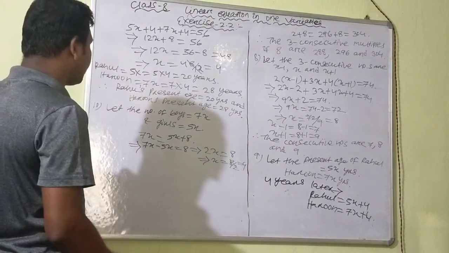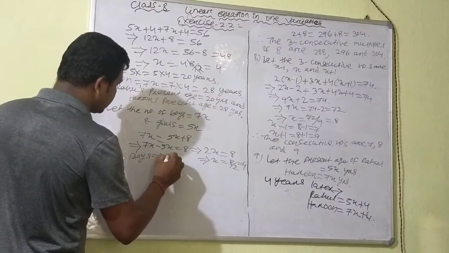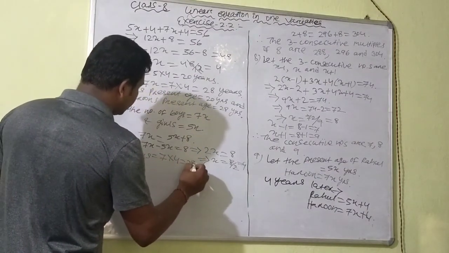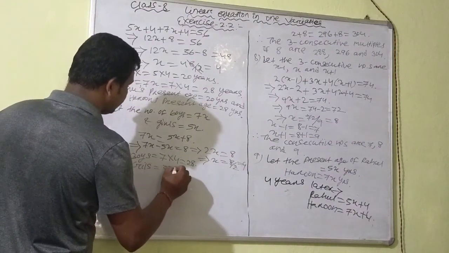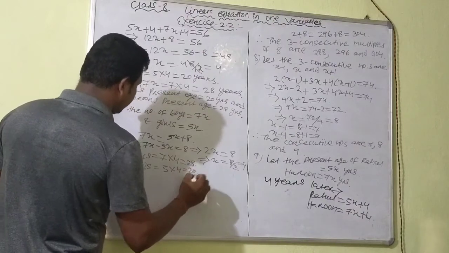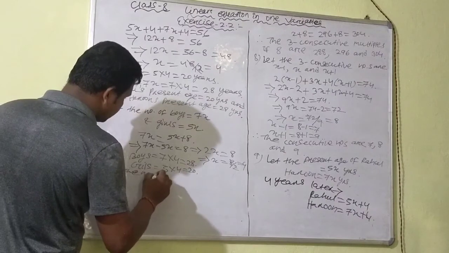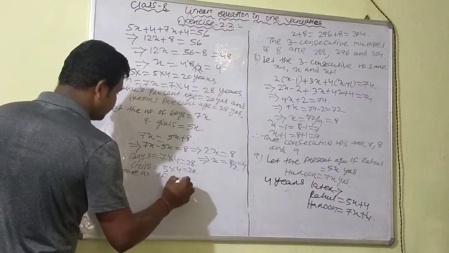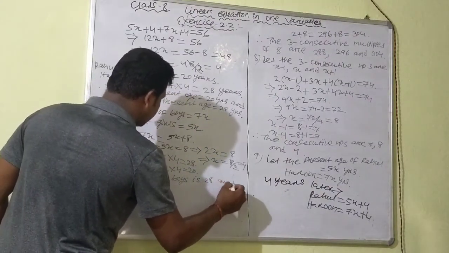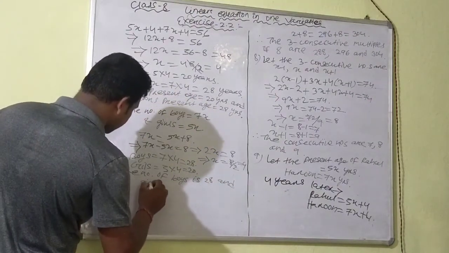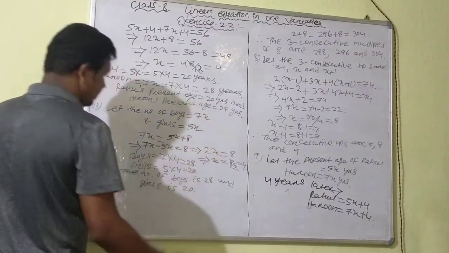Number of boys is 7x, 7 into 4, that is 28, and girls is 5 into 4, that is 20. Therefore, the number of boys is 28 and girls is 20.